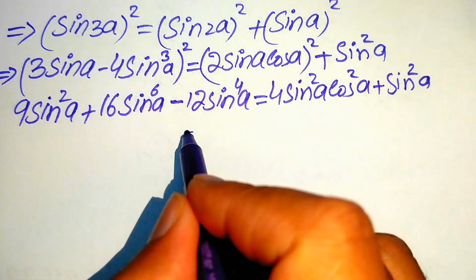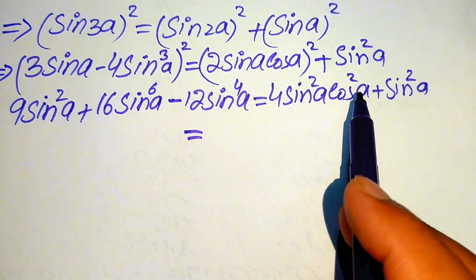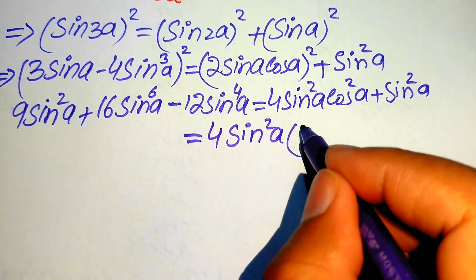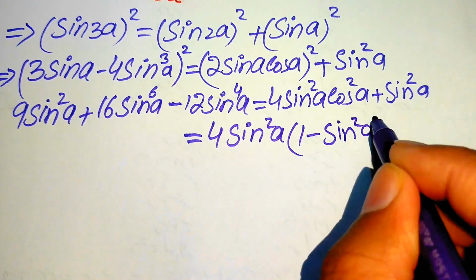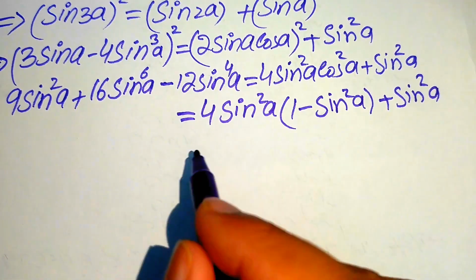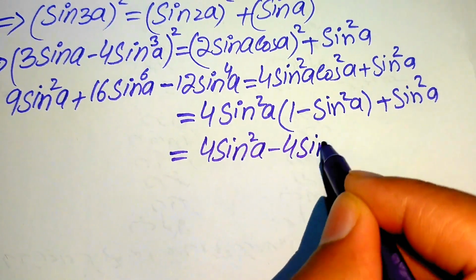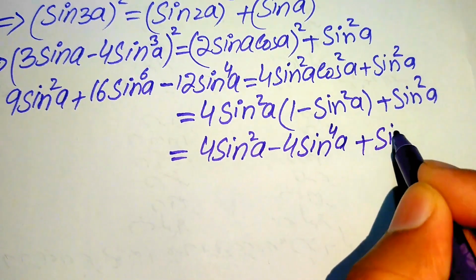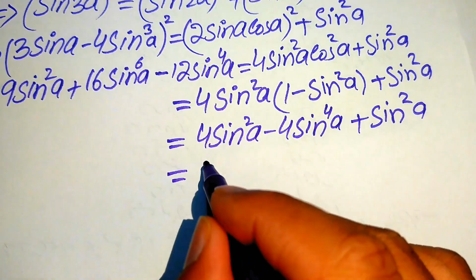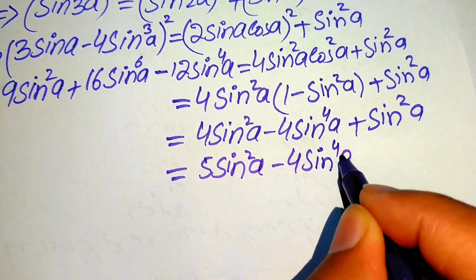In the next step, we focus on the right hand side and convert all terms into sine. We convert cos squared A and write it as 4 sine squared A times (1 minus sine squared A) plus sine squared A. Multiplying 4 sine squared A on both terms gives 4 sine squared A minus 4 sine to the power of 4 A plus sine squared A. Adding the like terms, we have 5 sine squared A minus 4 sine to the power of 4 A.